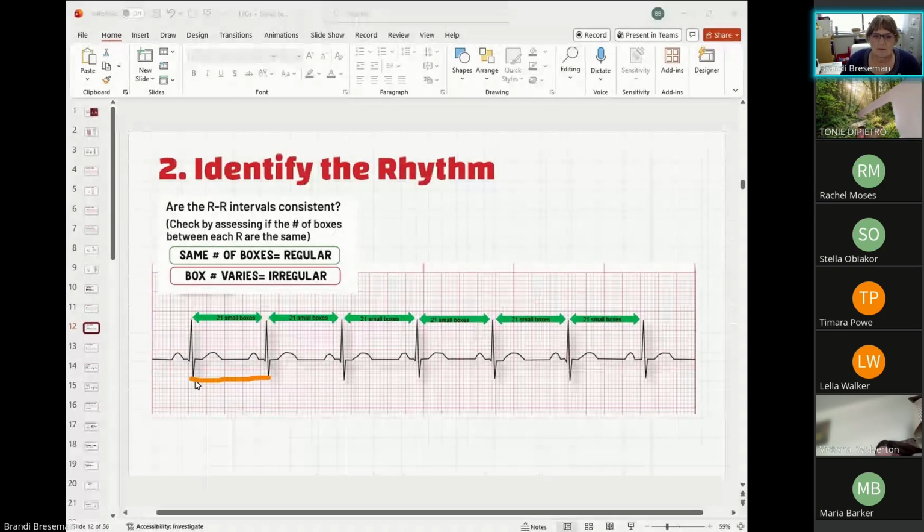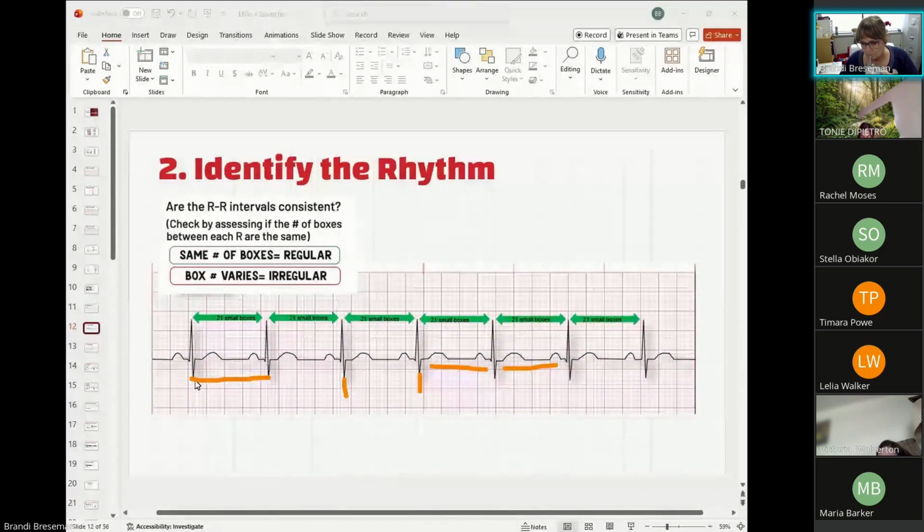I just lay that piece of paper down, and on that piece of paper I make the mark where this is, and I make the mark where this is. And then I pick up my piece of paper and move it to see, do those marks line up between this one and this one, and then this one and this one. And that tells me if it's regular. That's an easy way without counting boxes, because counting boxes can get tedious, I'm not gonna lie. That's a quick and easy way to know if your rhythm is regular or irregular.